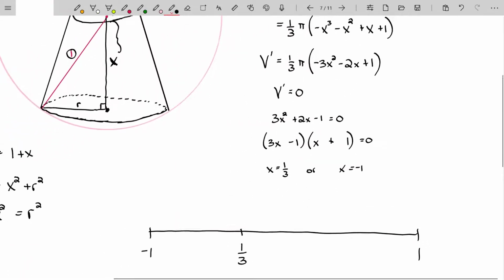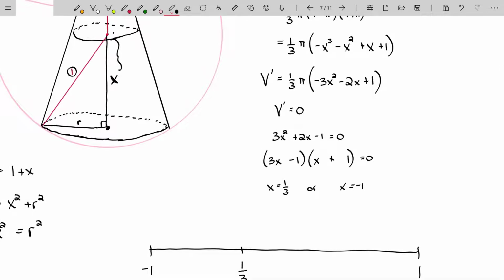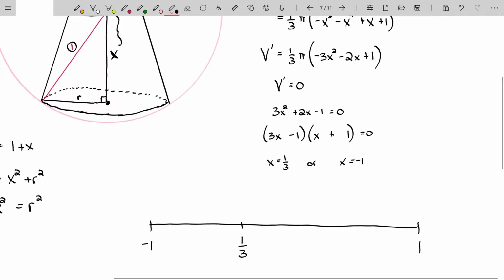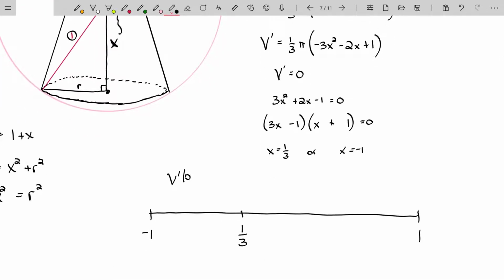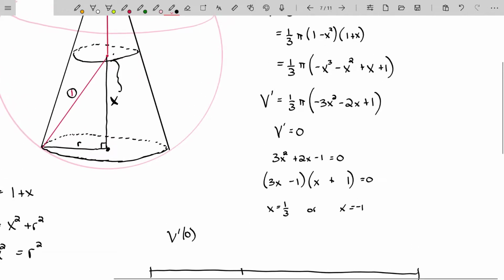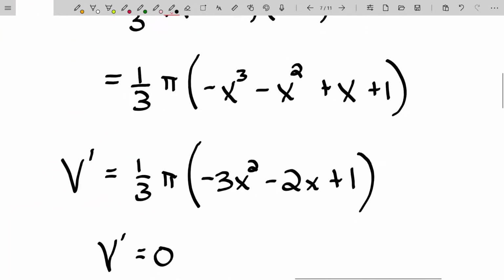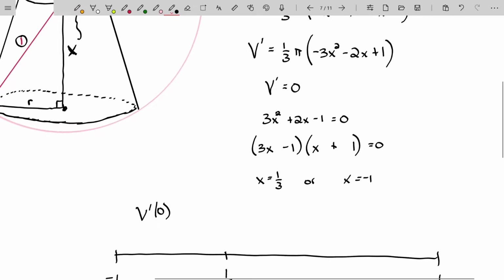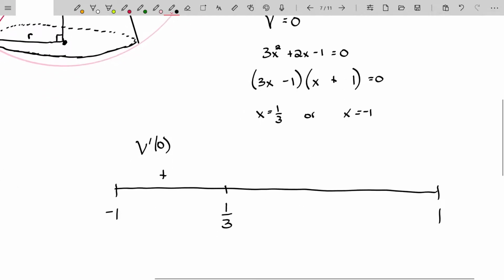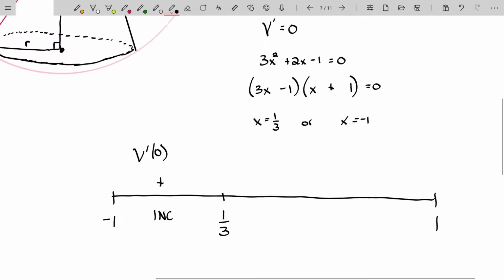Geez, I'm terrible. All right, so let's see. Plug in 0, v prime at 0 is a perfect one to plug in. If you go to v prime here and plug in 0, you get positive. So there we go. The volume is increasing.